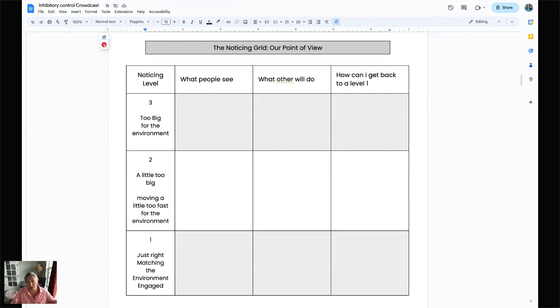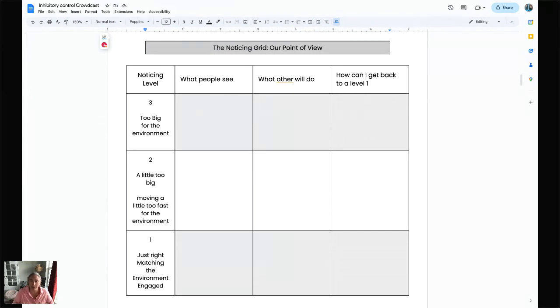What does your child, or what do you, look like when you're matching the environment, right? There's a whole range of behaviors that match specific contexts, and you could fall in any one of those, right? You could be on the bigger side of things. You could be on the smaller side of things. You could be smack dab in the middle. But what do you look like when you are matching the context around you?